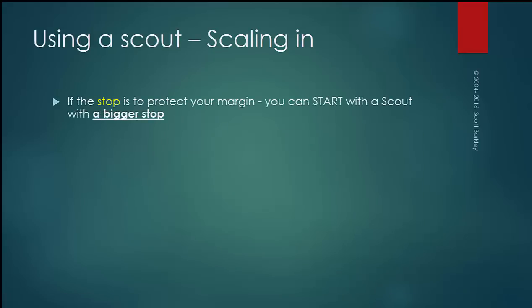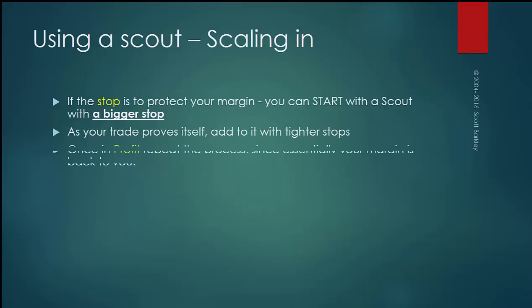So, the stop is to protect your margin, it's not here to protect this trade. You use the parameters of the trade, but it's not here for that. It's here to protect your margin. You can start with a scout with a bigger stop, all right? So as your trade proves itself, you add to it with ever tighter stops, all right? Once in profit, you can repeat the process since essentially your margin is back to you.